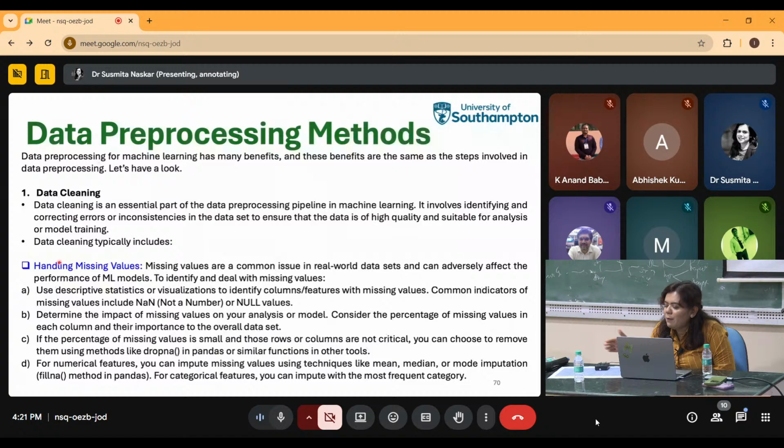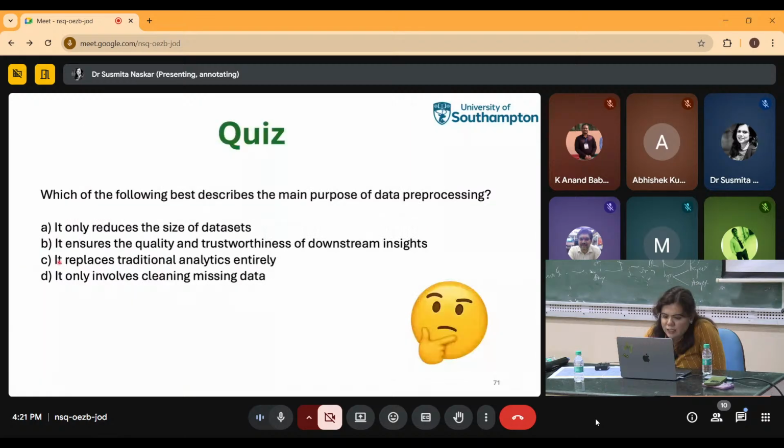Now, because we have gone through a lot of details, let's see one or two quizzes here. Which of the following best describes the main purpose of data processing? It only reduces the size of the data set, or it ensures the quality and trustworthiness of the downstream insight, or it replaces traditional analytics entirely, or it only involves cleaning missing data.